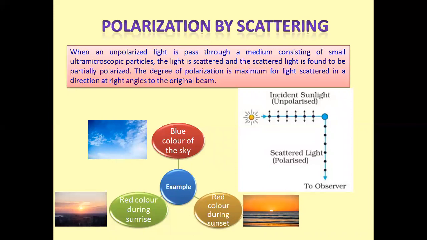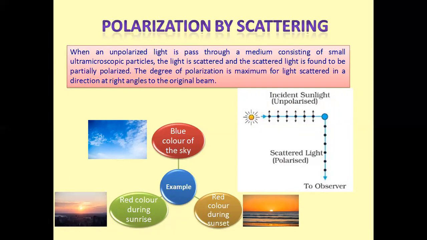The last one is polarization by scattering. When an unpolarized light is passed through a medium consisting of small ultramicroscopic particles, the light is scattered and the scattered light is found to be partially polarized. The degree of polarization is maximum for light scattered in a direction at right angles to the original beam. Here we give a practical example of polarization by scattering.